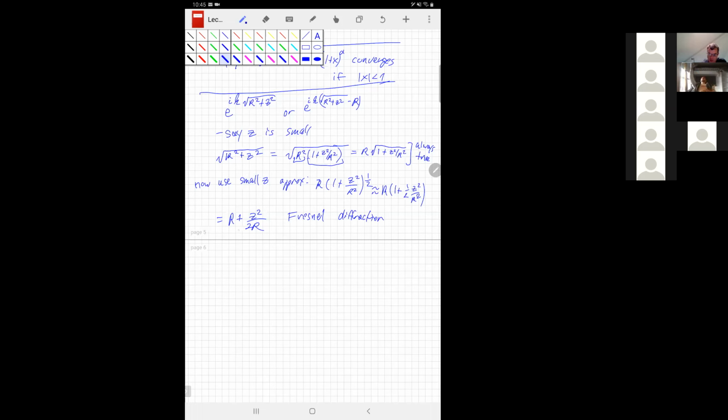I just want you to understand that we can take this thing and turn it into e to the i k r, e to the i k z squared over 2r. Here we've got a constant. Here we've got a simpler function of z. Any questions?